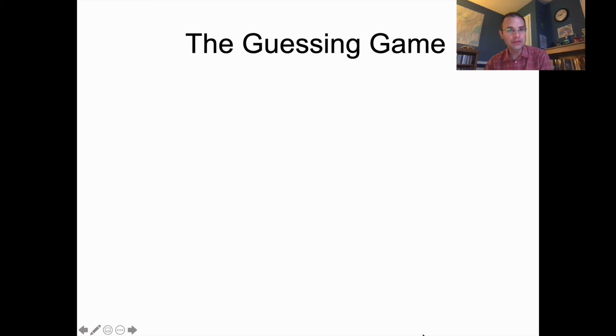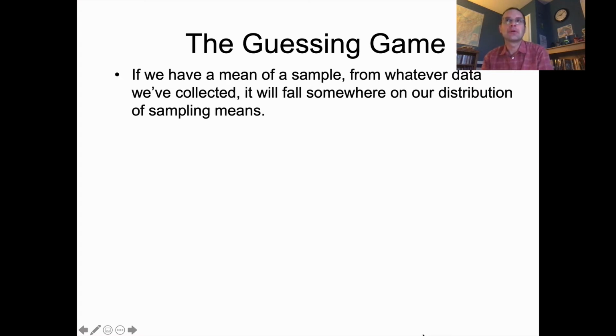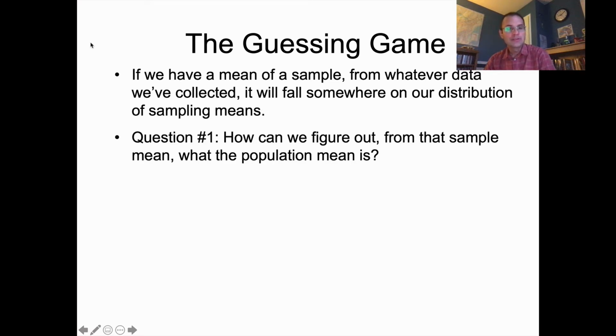Okay, so that is just showing you differences in standard deviations for a normal distribution. What relevance does this have to what we want to do? If we have a mean of a sample from whatever data we've collected, it will fall somewhere on our distribution of sampling means. Just to review, let's say we're looking at a population like all speakers of Canadian English. We don't study all speakers of Canadian English. We take a sample of them, like maybe 20 from our intro linguistics classes, and then we calculate some basic data from that sample, like what is the mean F0 of those speakers of Canadian English that we actually looked at. So what we have is that sample mean.